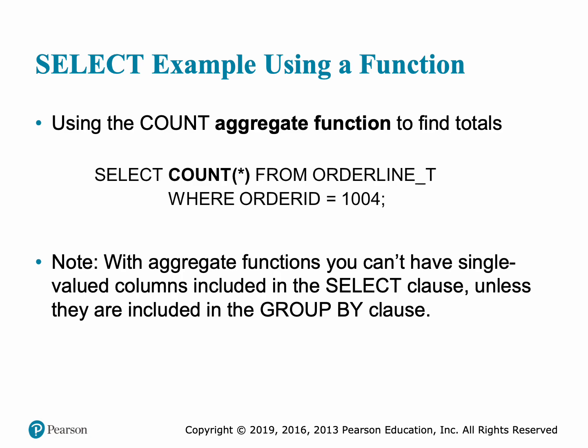Using a function. Using a count aggregate function to find totals, select count star, count everything, from order line T where order ID is 1004. So find out all the orders which are given under the order ID 1004. With an aggregate function, you can't have single value columns included in the select clause unless they are included in the group by. The most common aggregate functions are count, sum, and average. The above query gives a number indicating the total number of order line records associated with the order number 1004, and that's how the answer comes to you.